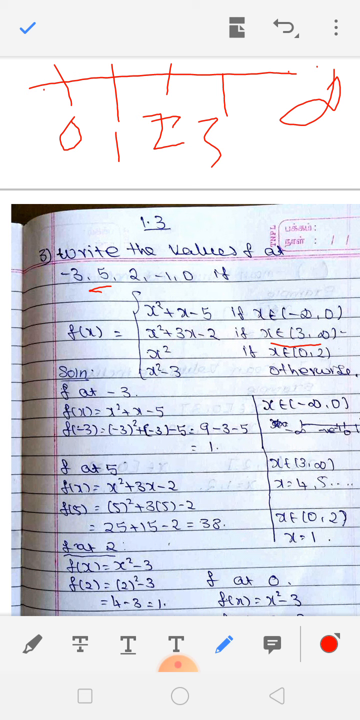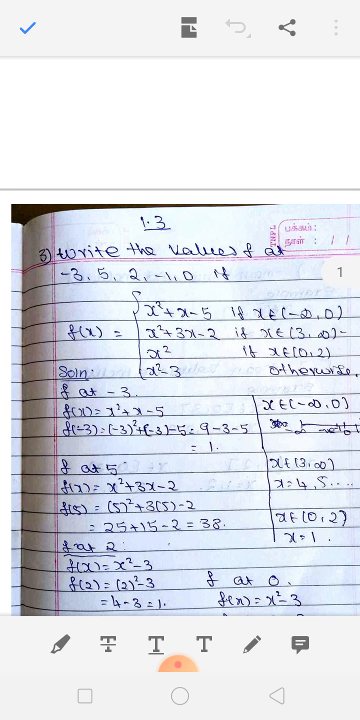Okay, where is 5? Sorry, 4 and 5. So our interval is 3 comma infinity only. Because it is an open bracket, after 3 and before infinity only we add. So inside these values only we add the 5 value. After 3 means 4, 5, 6, 7, 8, 9, 10, up to before infinity only.